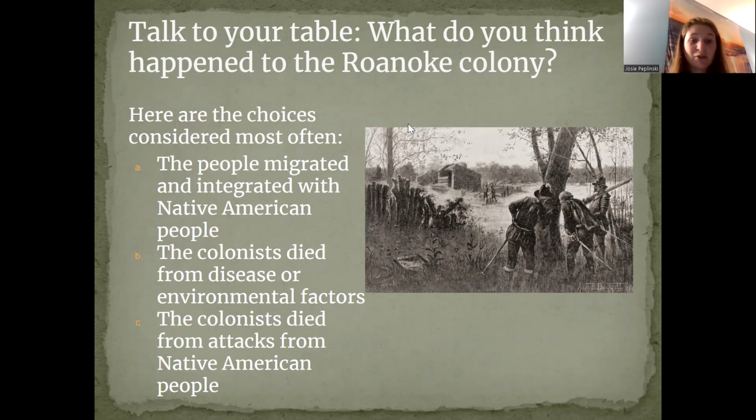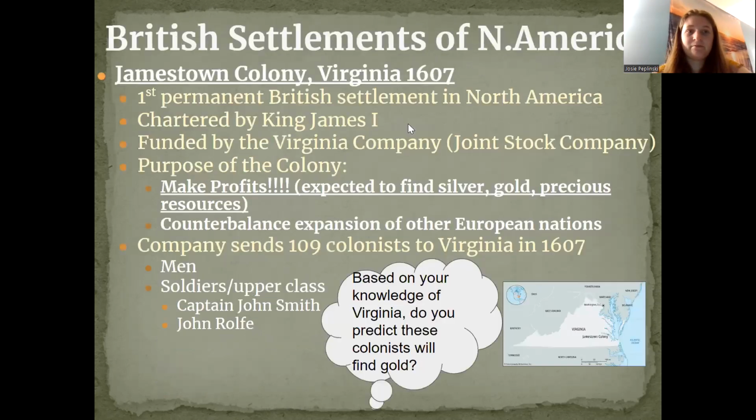It also could be possible that these colonists died from disease or environmental factors, and perhaps the Native American people buried them or moved their bodies so that there was not evidence there of those deaths. Or perhaps the colonists died from attacks from the Native American people, and their bodies faced a similar fate, to be disposed of by the Native American people who did the attacks or a different tribe. So it's up to you to decide what you might think of that.